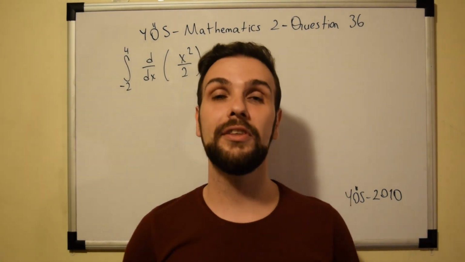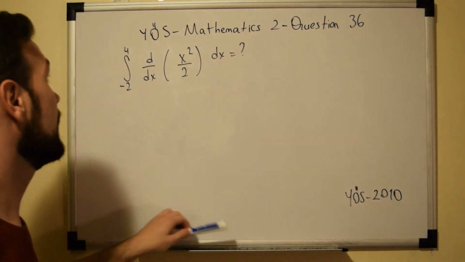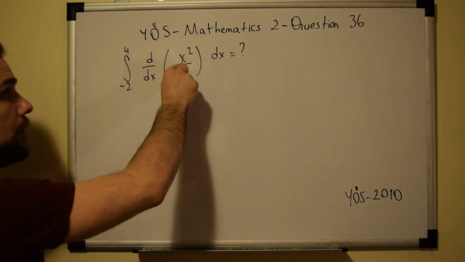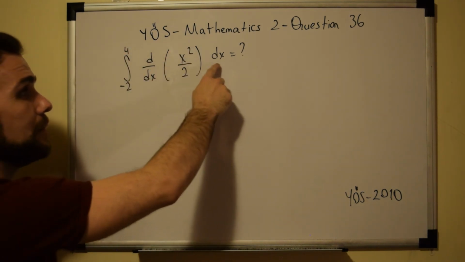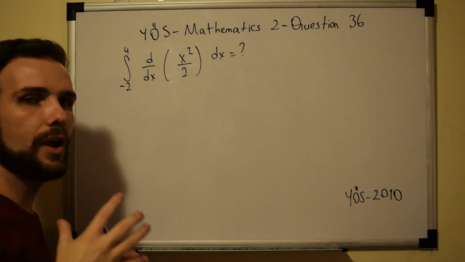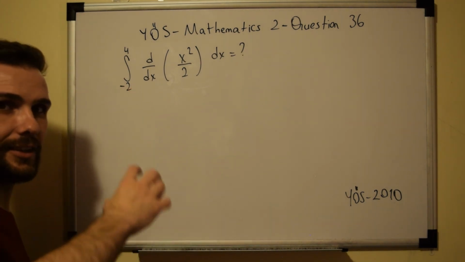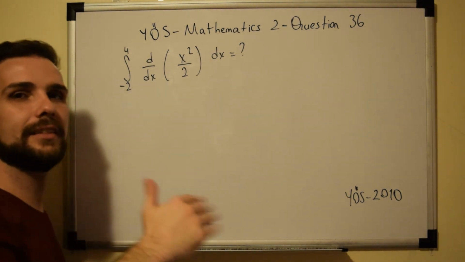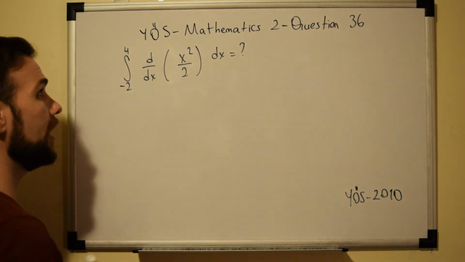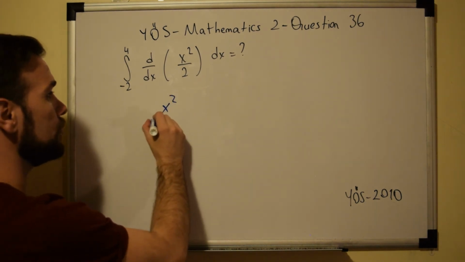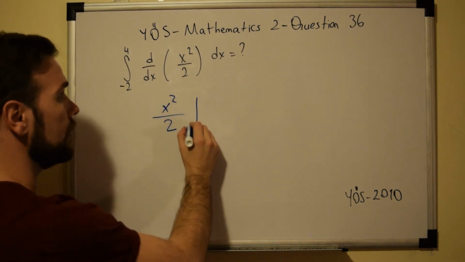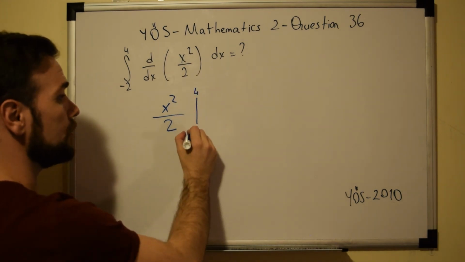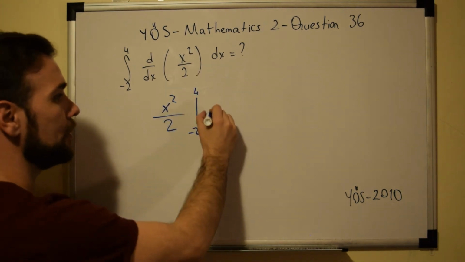Welcome to question number 36. In this question we have the derivative of the integral from -2 to 4 of x to the power of 2 over 2 times dx. Now, one thing you have to know here is that integrals and derivatives are the opposite of each other. Therefore, they immediately cancel each other. So what do we have here? We have x to the power of 2 over 2, where the value of x is from -2 to 4. Now everything will become very easy.